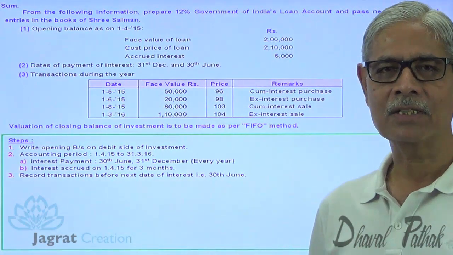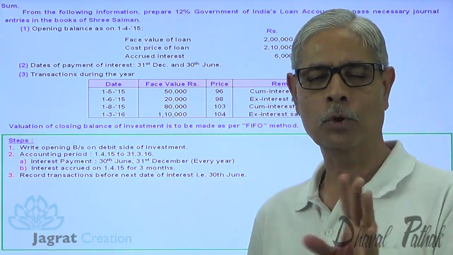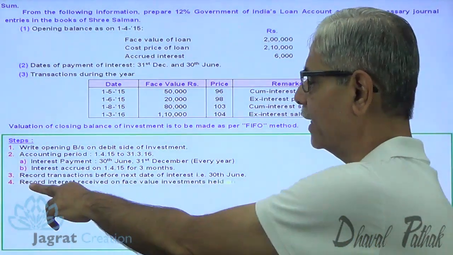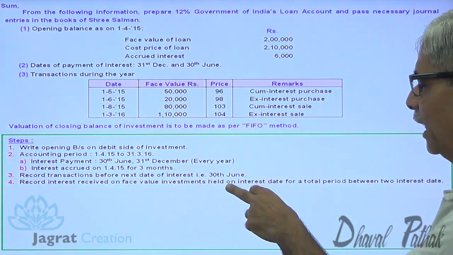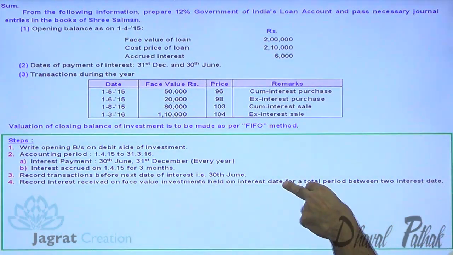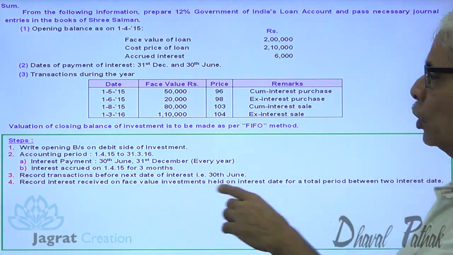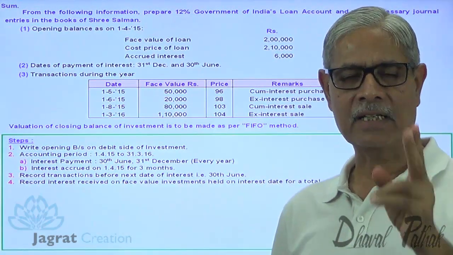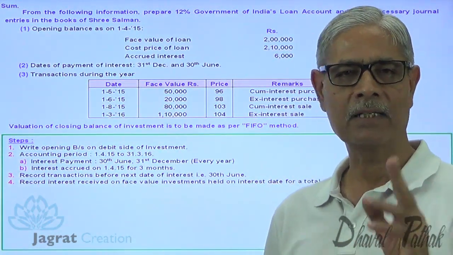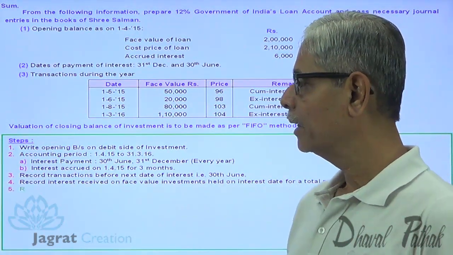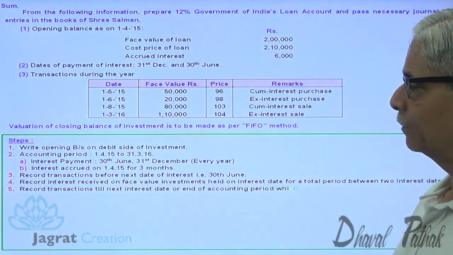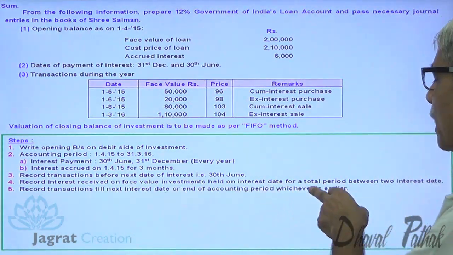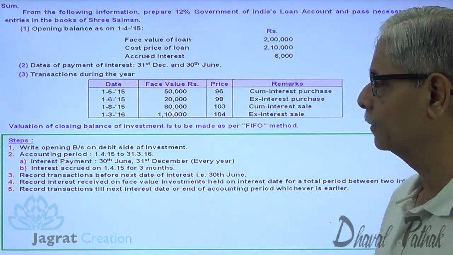After recording these transactions, how these transactions will be recorded, that I'll show you after a couple of minutes. But after recording this transaction, record the interest received on the face value of the investment held on interest date for a total period between two interest dates. So after recording these two transactions, write the entry for interest received for 6 months. That is the third transaction. Now, after recording this interest once again, record transactions till the next date of interest or end of the accounting period, whichever is earlier.